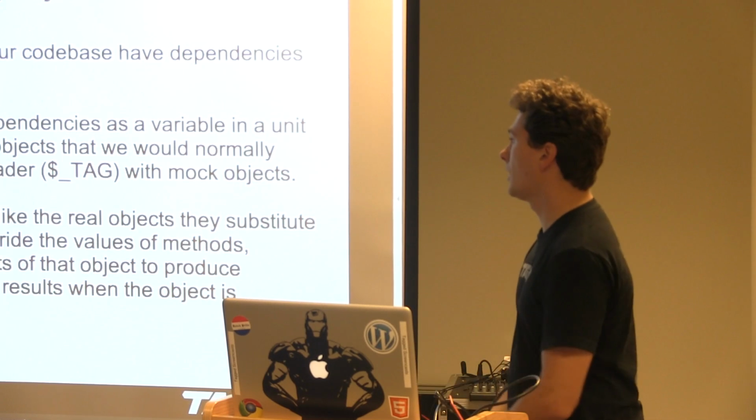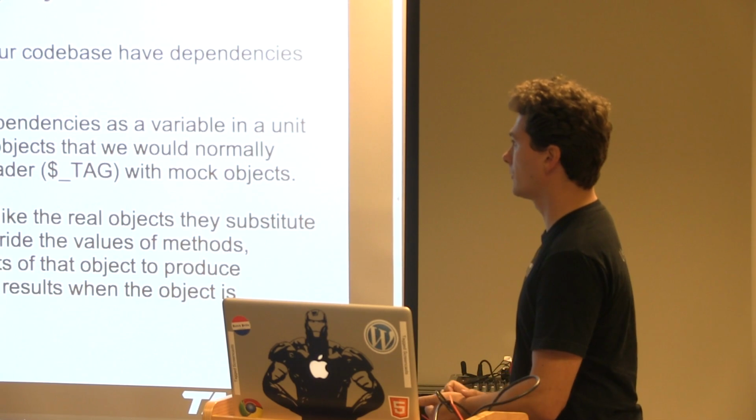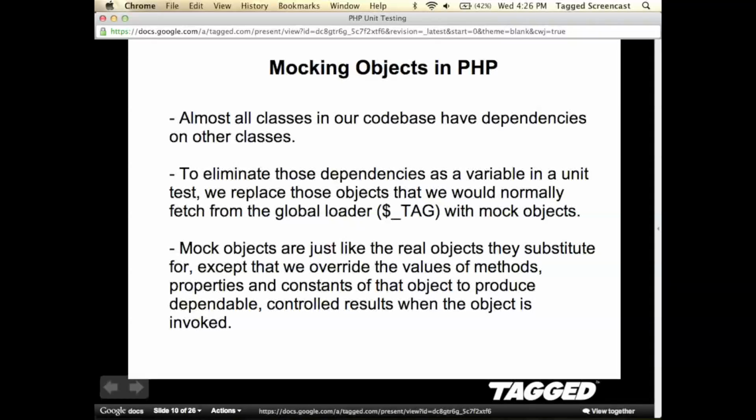So now we get to some of the interesting parts of our framework, which is how to create these fake objects to create our controlled state. One of the ways we get references to most of our objects in our code base is through this $_tag global loader, and what that does is it uses a config array and figures out how to generate the object and get it for you. So whether it goes to memcache or whether it has to create an object directly from the database or whatever, there's a bunch of details.